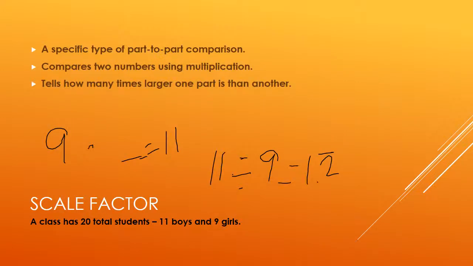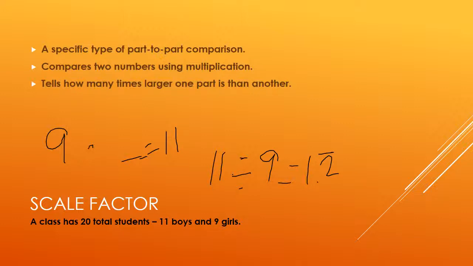The second type of part-to-part ratio we're going to talk about is using a scale factor. This compares two numbers using multiplication and tells us how many times larger one part is than the other. We've used scale factors, just maybe not quite in this sense. We have 9 girls and 11 boys, and we want to know how many times larger the number of boys is than the number of girls.